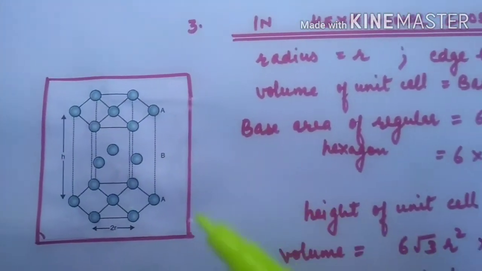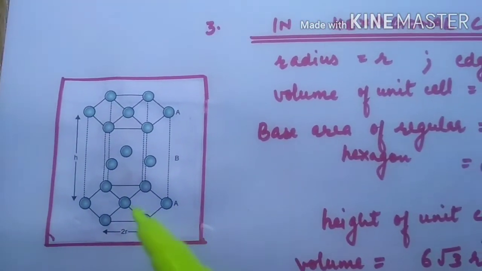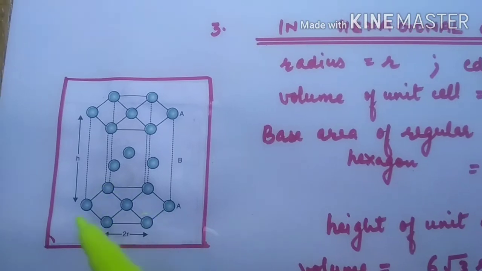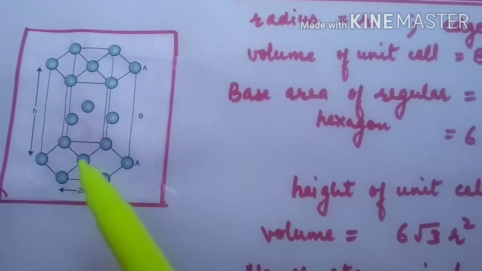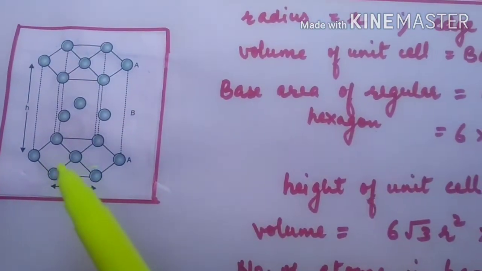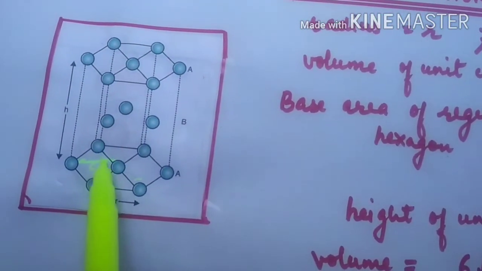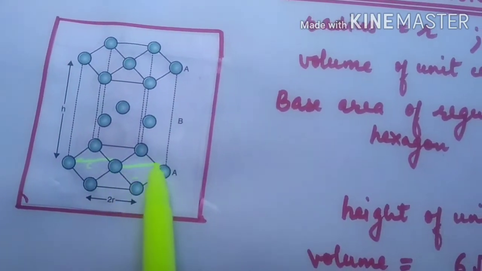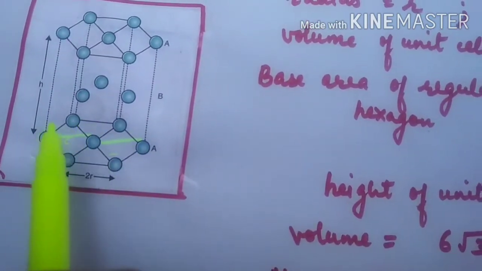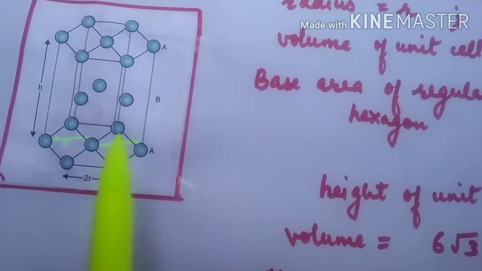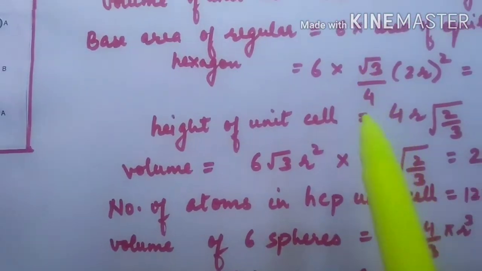To calculate the volume of this hexagonal unit cell, we will apply the formula: base area of hexagon multiplied by height. Now this hexagon, because it's a regular hexagon, is divided into 6 equilateral triangles: 1, 2, 3, 4, 5 and 6. So the base area of this regular hexagon will be 6 into the area of an equilateral triangle, which is root 3 by 4 side square.